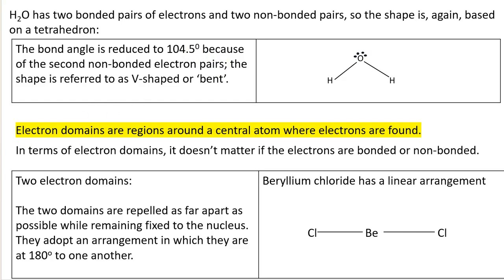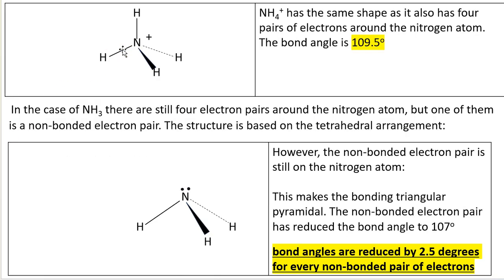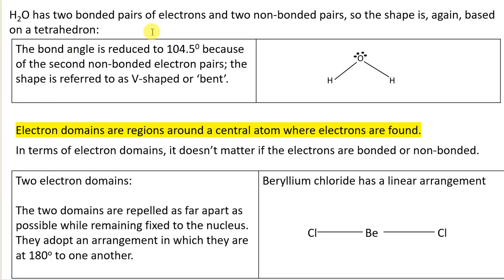104.5. If I go back, 4 bonds, 109.5. Replace 1 bond with a non-bonded pair, bond angle down by 2.5 degrees to 107. Carry on. Replace another bond with a second non-bonded pair of electrons, bond angle down 2.5 again to 104.5 degrees. And those are my shapes.